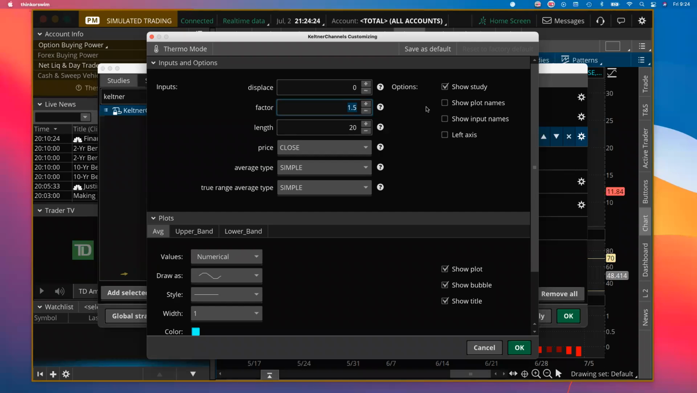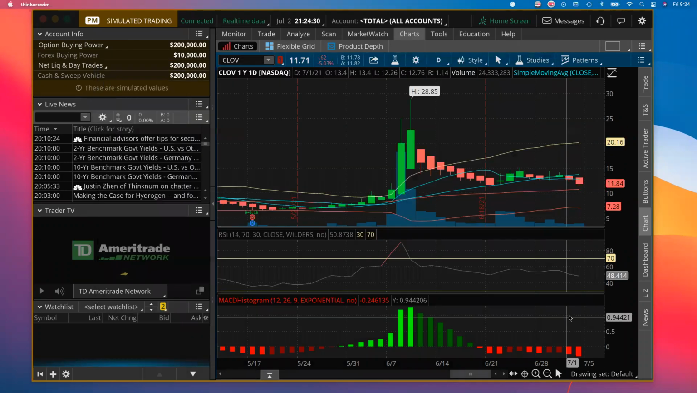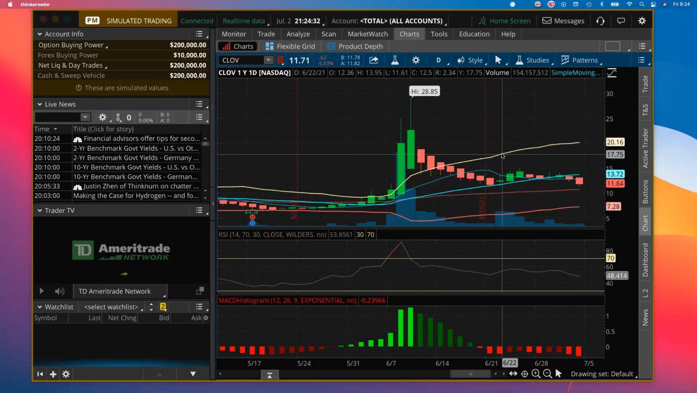Increase it by about 50%, from 1.5 to 2.25. Okay, apply, good. Now you see these 3 lines appear. What are these 3 lines? This is the upper price band. This is the average, and this right here is the lower price band.